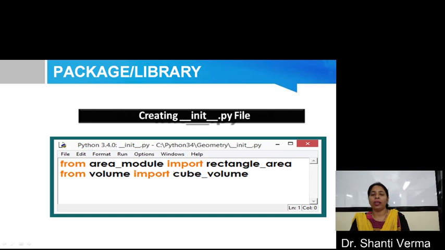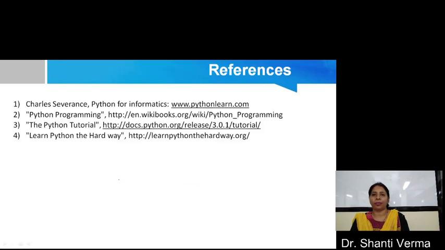So here you can see that I write from area_module import rectangle_area. It means that from the file area_module, the function rectangle_area is imported, and from the file cube_volume, the volume function is imported. So it's simply a directory structure. So with the help of these three steps, we can create our own package or library in Python. For more learning, you can refer to these references.